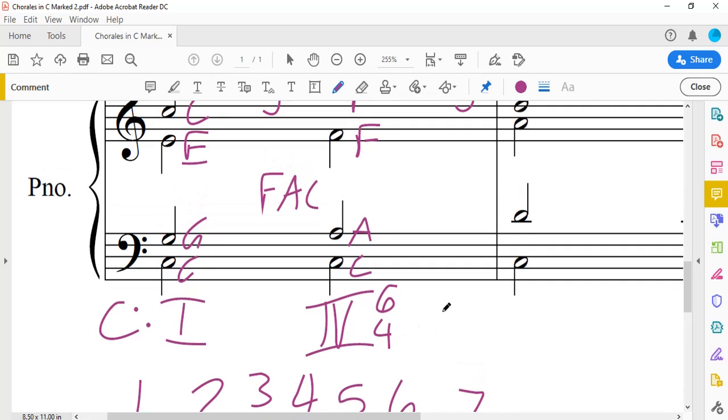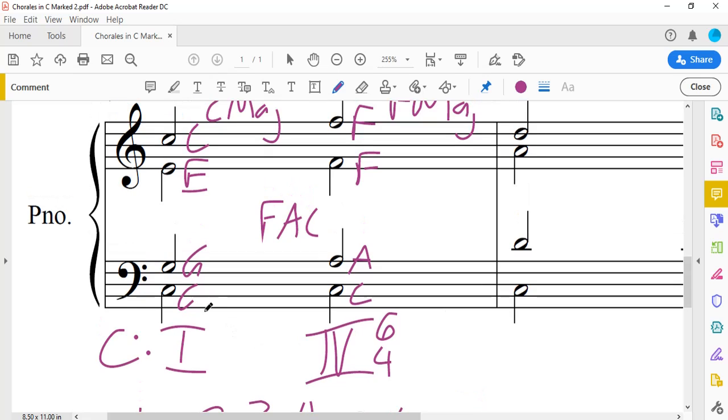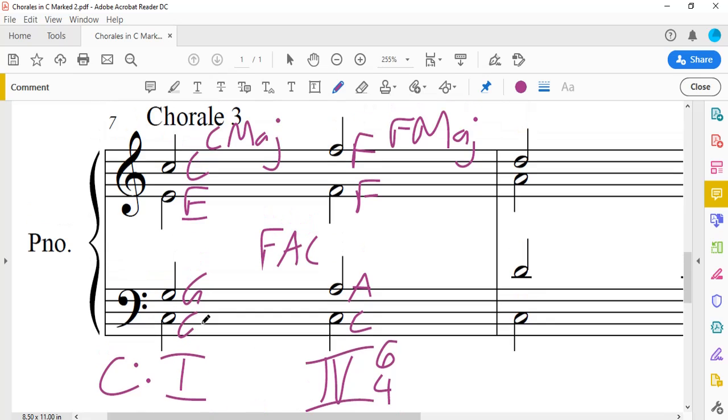So this first measure, one more time. We have a C major chord in root position, and that is followed by an F major chord in second inversion. So we have a 1 and then a 4 6 4. And that's exactly how you would say it.